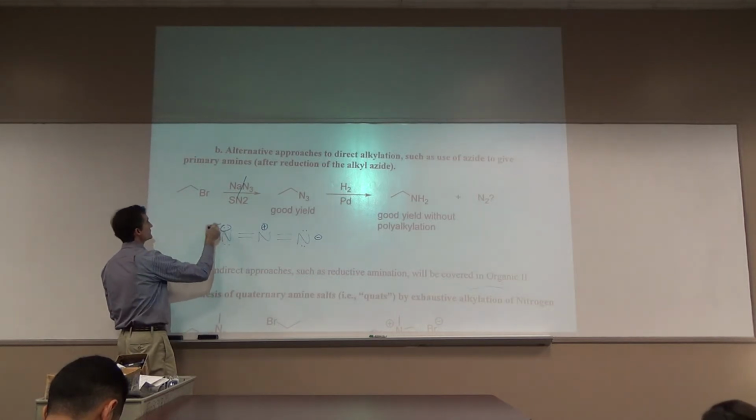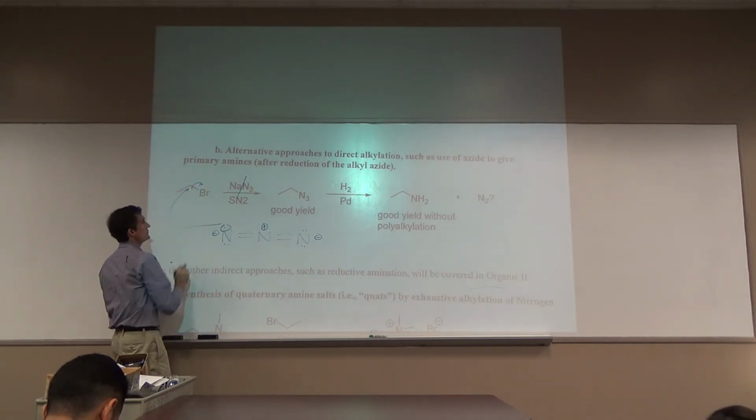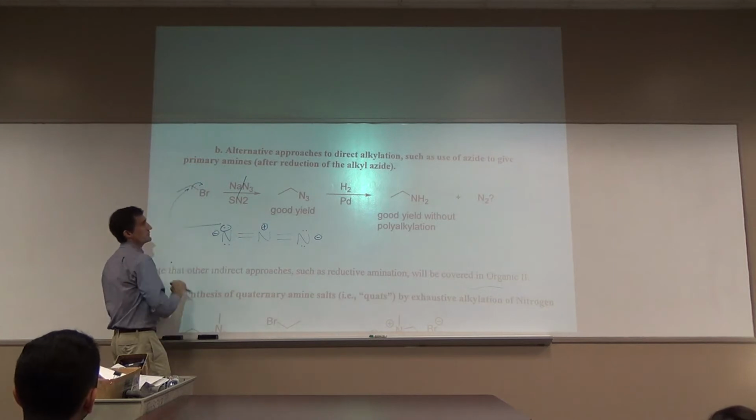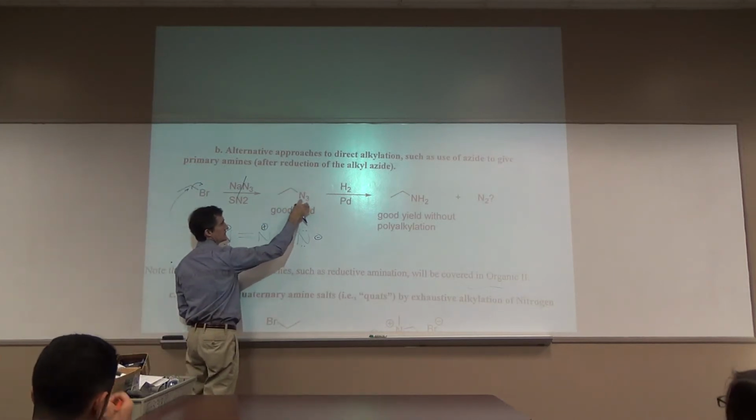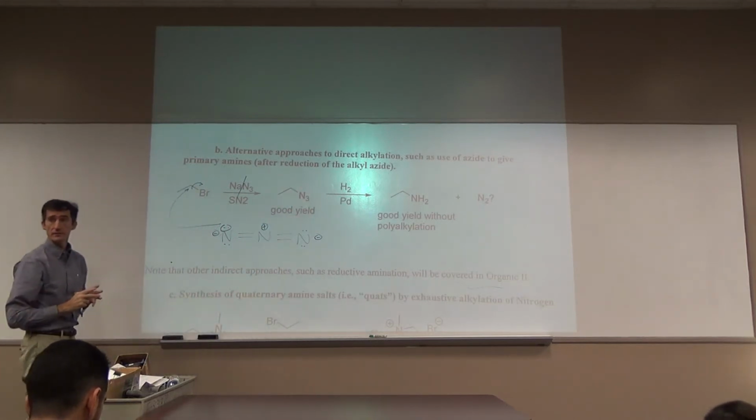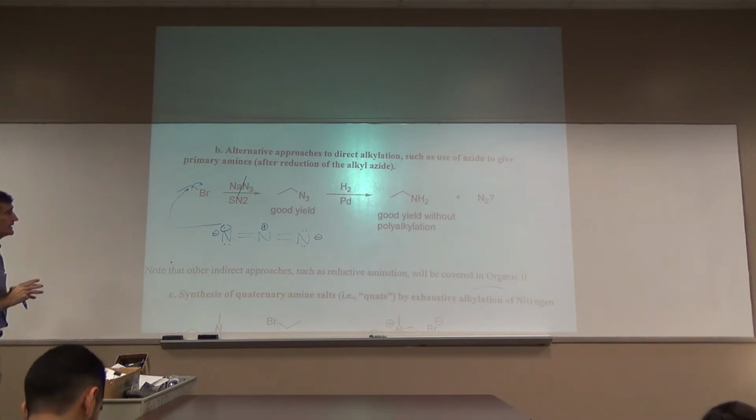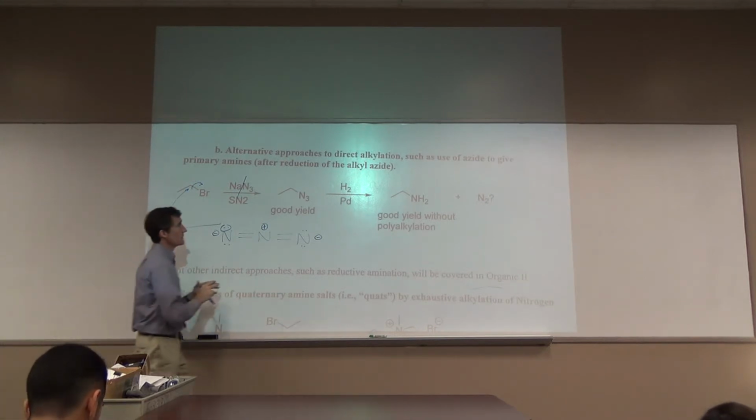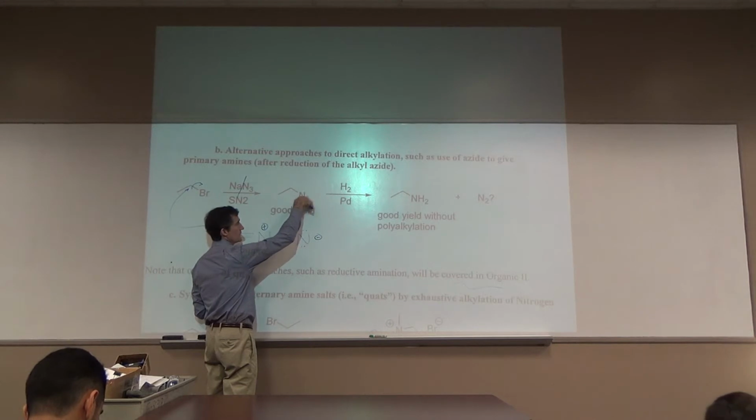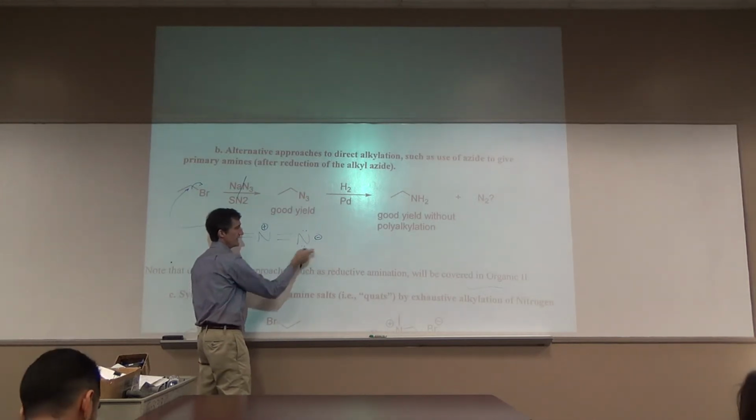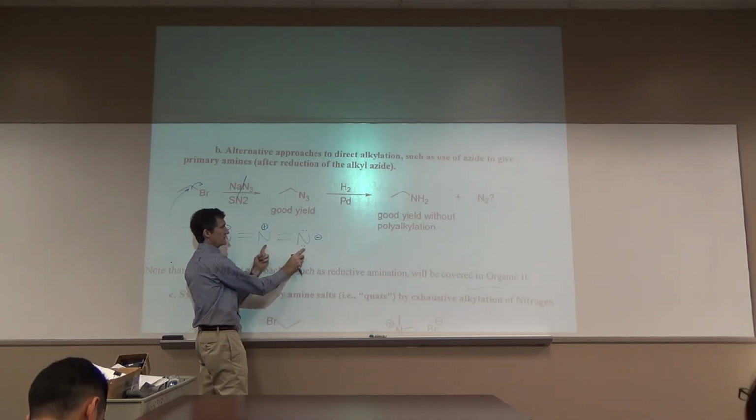One of the terminal nitrogens comes in and does an SN2, and then the N3 is now bonded to the carbon. Okay, this is condensed down. There's a structure there. N3 bonded to the carbon by SN2. Good yield here. This is not going to alkylate again. Even though you got an anion here, it's not going to alkylate again because it's really net neutral. You might argue that it could, but it doesn't.